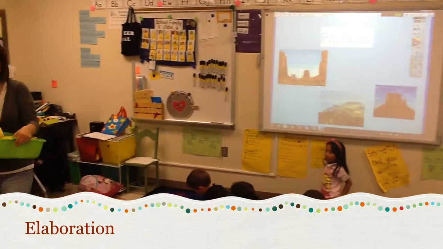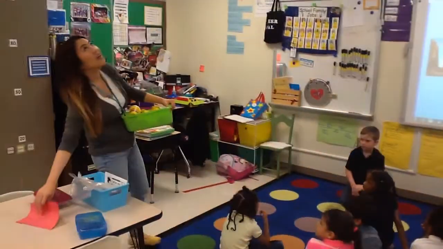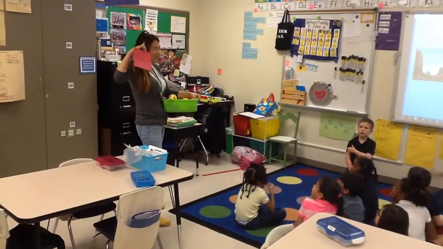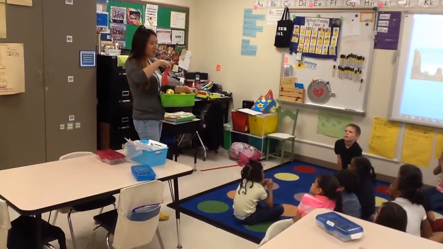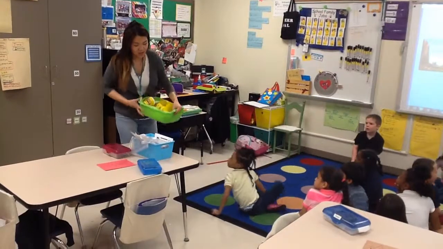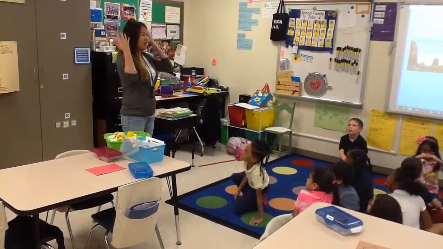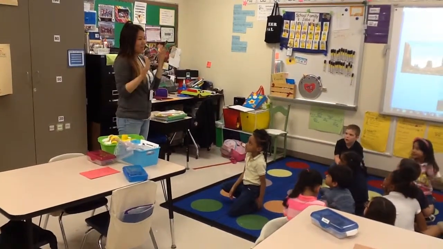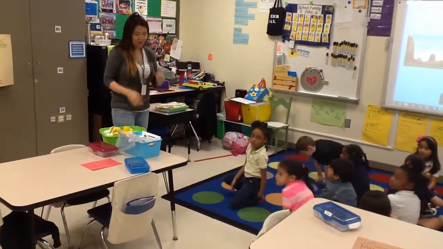Each table is in charge of making a different landform. The red table is making plateaus. So you gotta remember in your head because that's not gonna be up. And if you need help, you can think about your hand gestures. Like, oh, I can't think of what a plateau is. So I'm gonna go like this, and then you can look at your hand and then use that to help you make it out of Play-Doh.